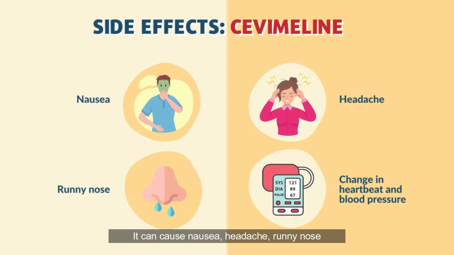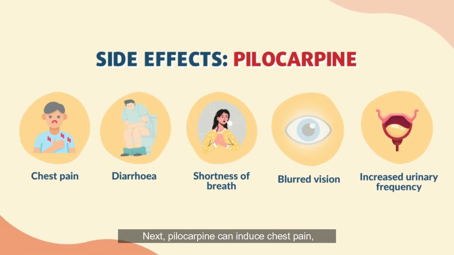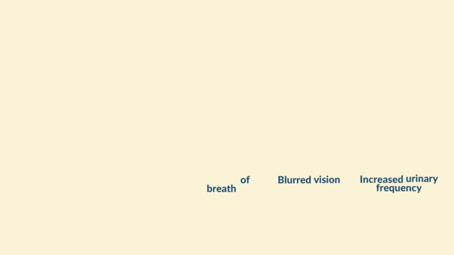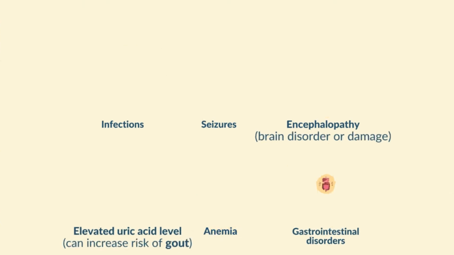It can cause nausea, headache, runny nose, and change in heartbeat and blood pressure. Next, pilocarpine can induce chest pain, diarrhea, shortness of breath, blurred vision, and increased urinary frequency. Cyclosporine may cause infection, seizures, encephalopathy, a brain disorder or damage, increased uric acid level that can induce gout, anemia, which is a decrease in blood cells, and gastrointestinal disorders.